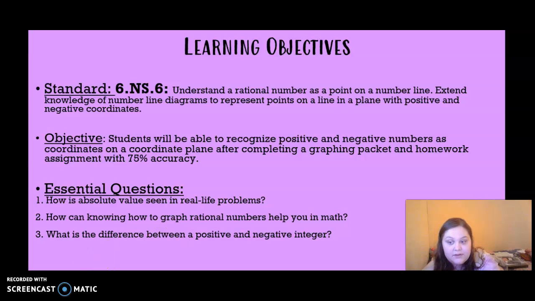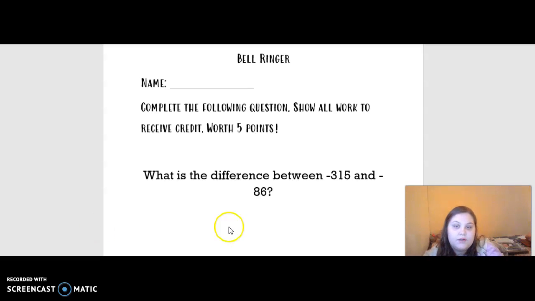So let's get started. Alright, so we're going to move on to our bell ringer to open up class. Make sure you put your name on your bell ringer so that I know whose it is. You're going to write everything on this sheet of paper, show your work, explain your answer as much as possible, and then you're going to turn it in. It's worth 5 points. So the question is, what is the difference between negative 315 and negative 86?